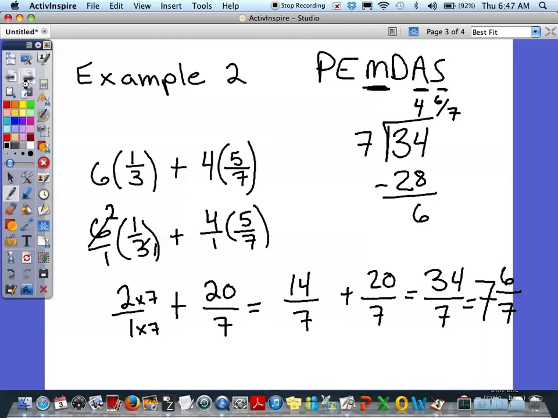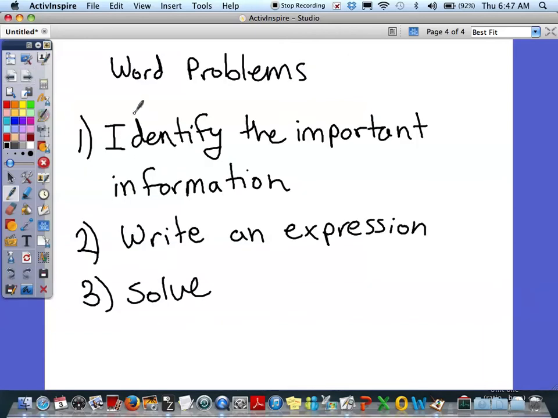Last comment for you. This is not a third example problem, but you are going to be faced with some word problems, and the first thing I want you to do when you see word problems in today's worksheet is identify the important information. Then try to write your own expression that describes what's going on in the word problem, and then solve that expression. Anyways, good luck to you.